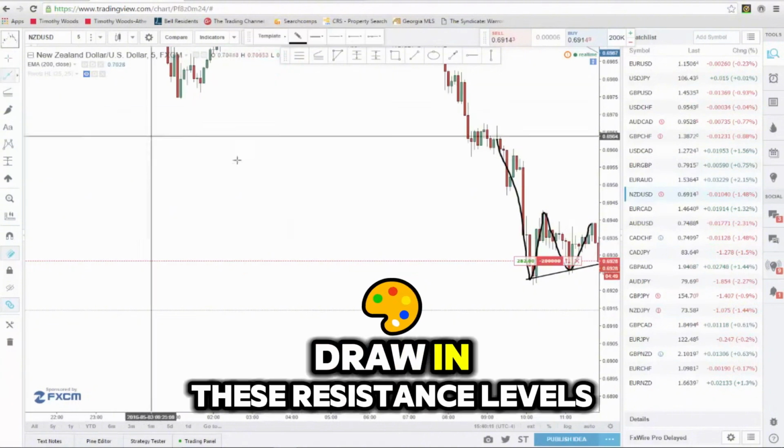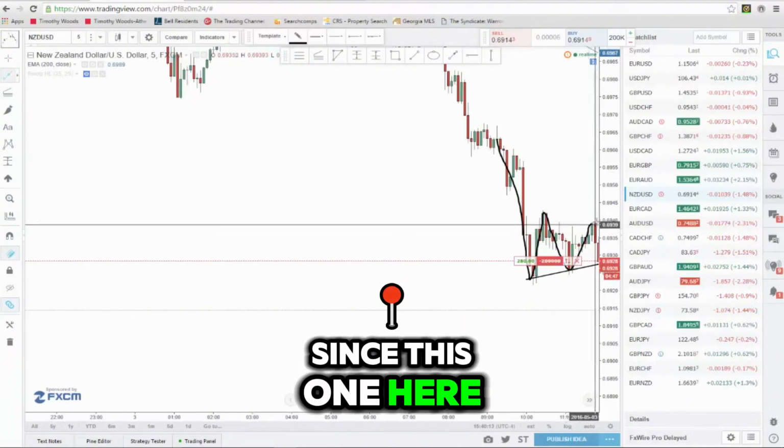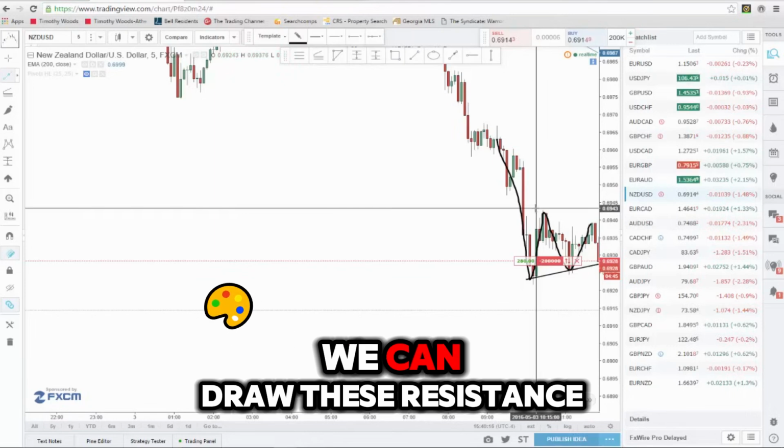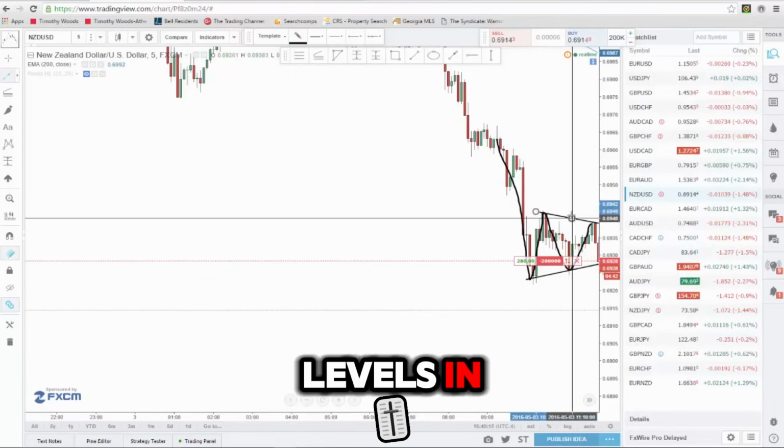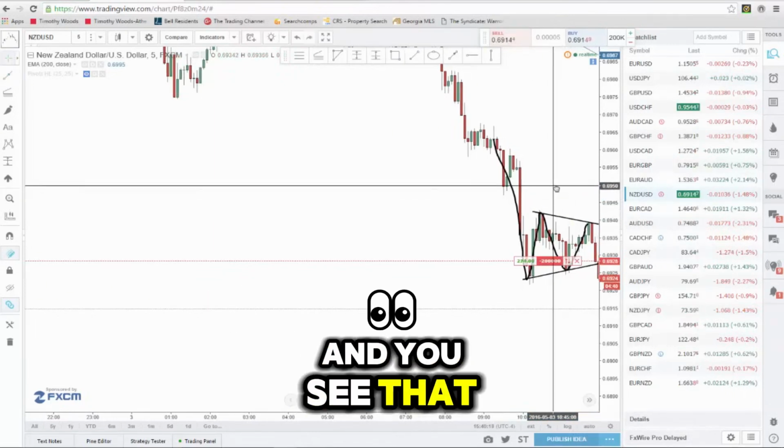And we can also draw in these resistance levels. Since this one here was created, we can draw these resistance levels in, and you see that we have a pennant.